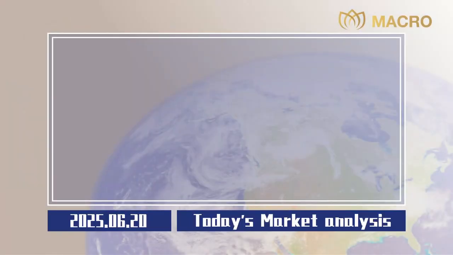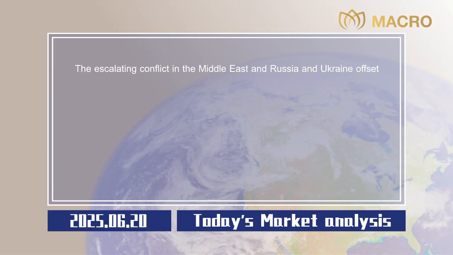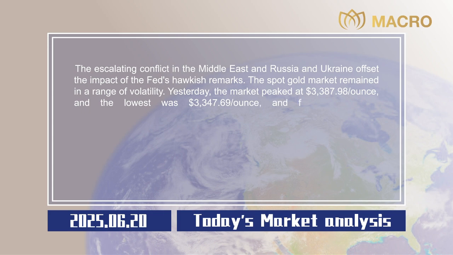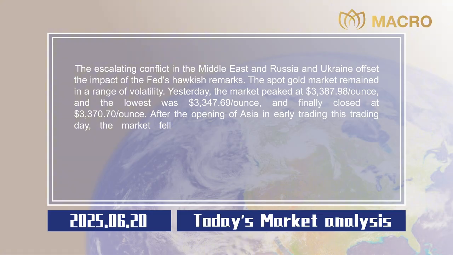Market analysis. The escalating conflict in the Middle East and Russia and Ukraine offset the impact of the Fed's hawkish remarks. The spot gold market remained in a range of volatility. Yesterday, the market peaked at $3,387.98 per ounce, and the lowest was $3,347.69 per ounce, and finally closed at $3,370.70 per ounce.